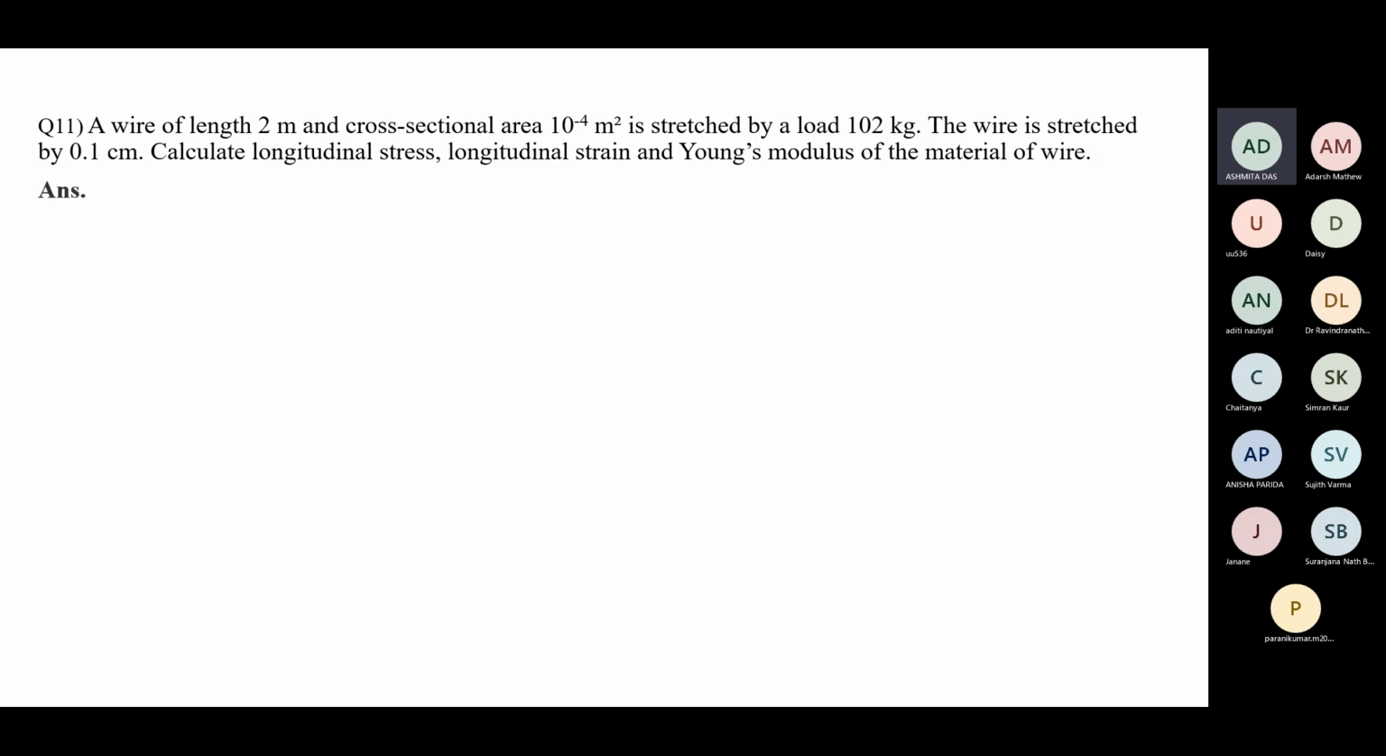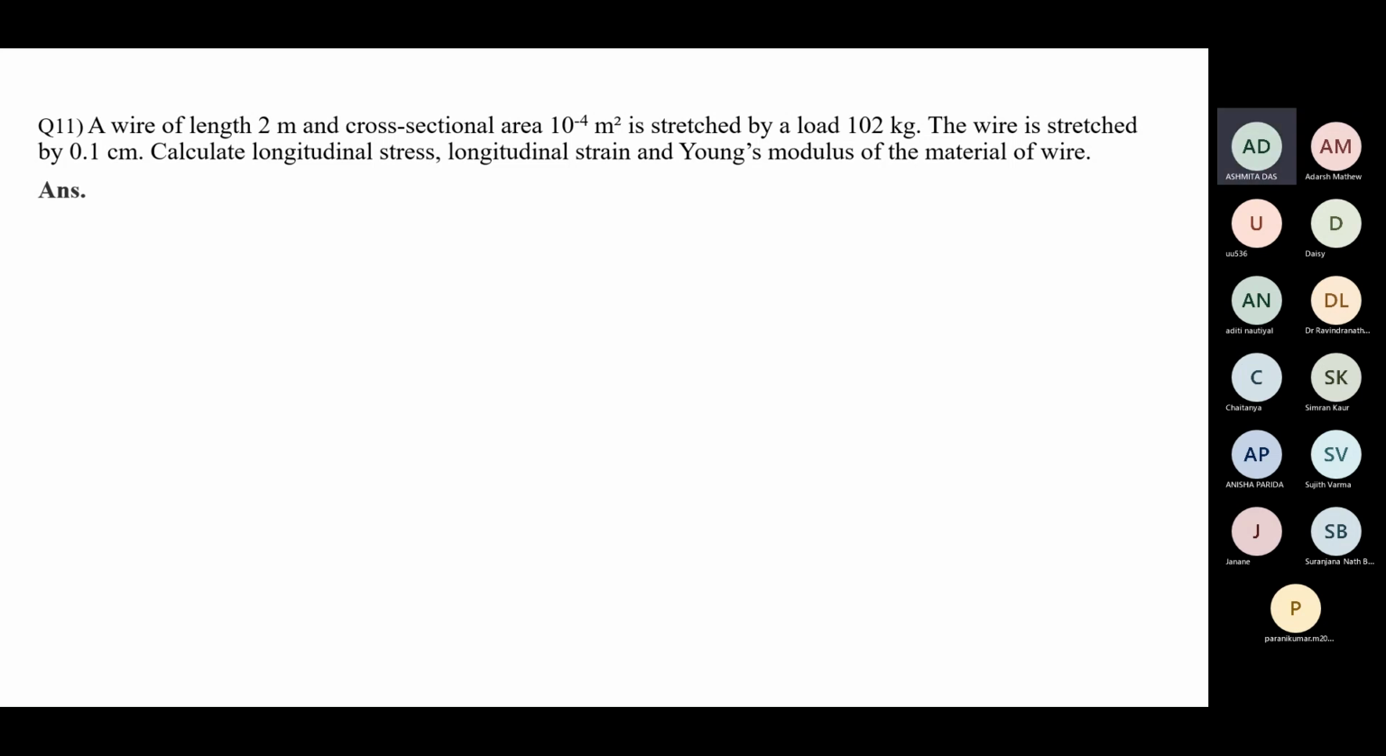Now the Young modulus is y equals stress divided by strain. The stress is 1 into 10 to the power 7, divided by strain. Strain comes around 5 into 10 to the power minus 4. The value comes as Y equals 2 into 10 to the power 10 Newton per meter square. So the stress is 1 into 10 to the power 7 Newton per meter square. Strain is 5 into 10 to the power minus 4. Young modulus of the material is 2 into 10 to the power 10 Newton per meter square.